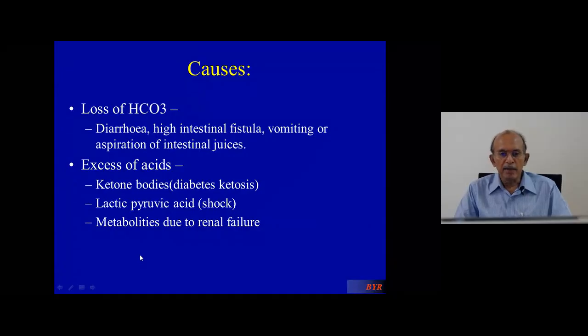Then metabolites due to renal failure. Whenever there is renal failure, the normal body metabolites, which are acids, are not excreted out. The normal pH level is 7.4, and urine pH will be 6.6 to 6.5. That means urine pH is always acidic in normal persons, because the body metabolites produce acids, and these acids are excreted by the kidneys. So whenever renal failure is there, those acid metabolites cannot be excreted out, so they accumulate and produce acidosis.